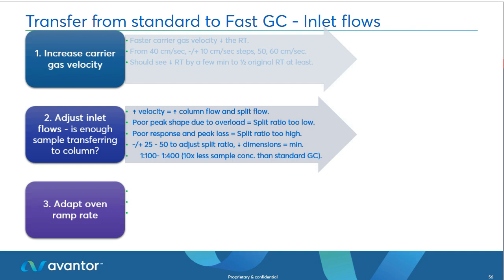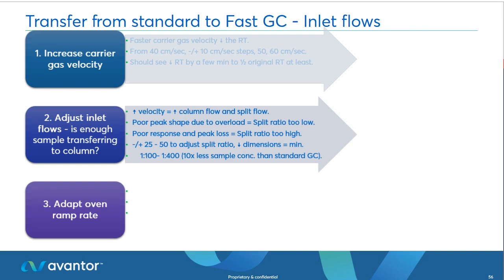So if you have poor peak shape and if there's overload, then the split ratio is too low and you need to increase it, so less of the sample is going down the column. It's just too much and it's saturating the column. If you've got poor response and you're losing peaks, the split ratio is too high and too much sample is going out the split vent, then you need to decrease it. So you can plus or minus by 20 to 40 on that split ratio.